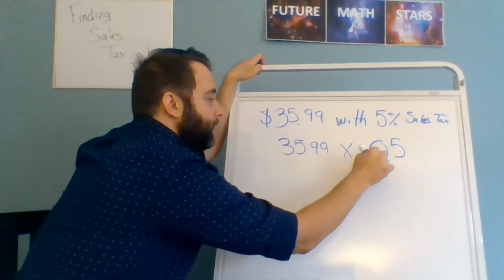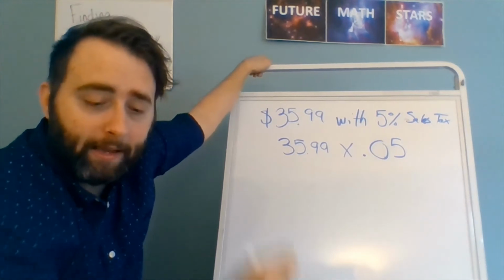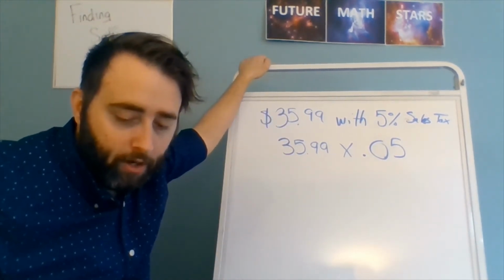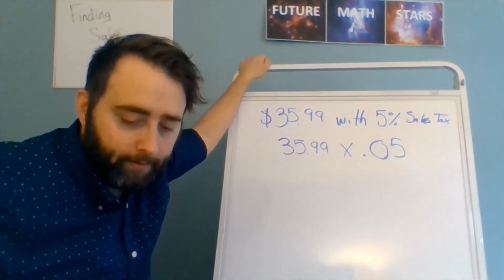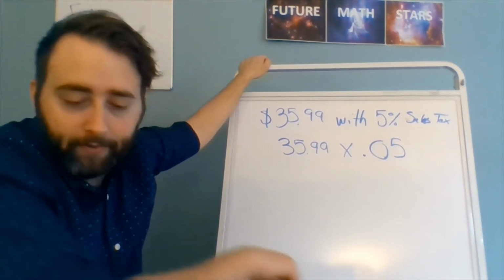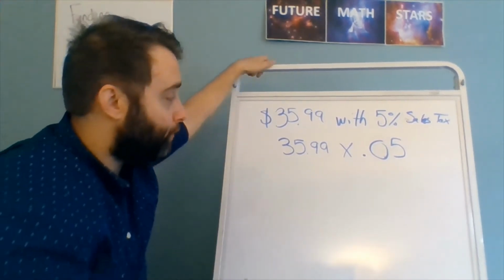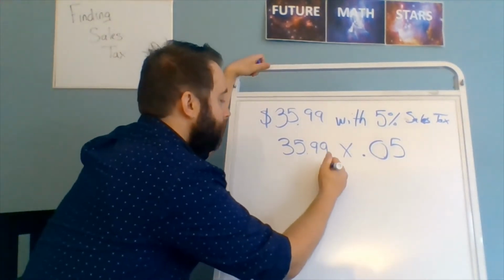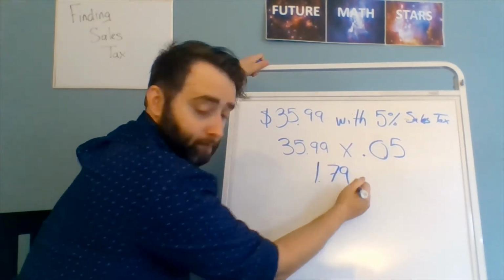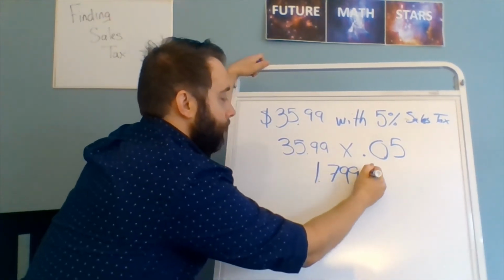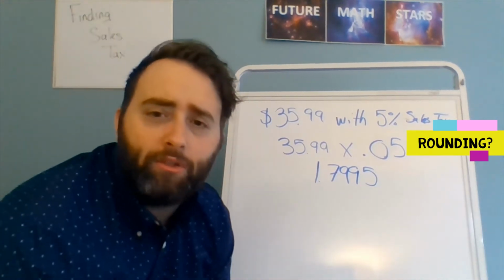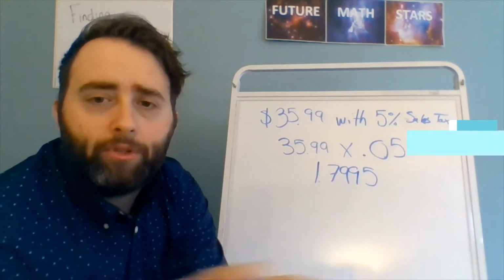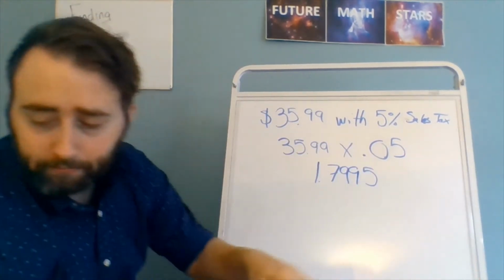35.99 times 0.05. That will help me calculate my sales tax, which I will do with my handy dandy calculator. So the sales tax alone is 1.7995. Now I know what you're saying, Mr. Nugent, can we round up? Don't round yet. Don't round until you absolutely have to.